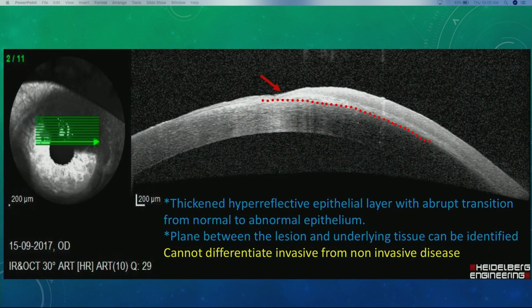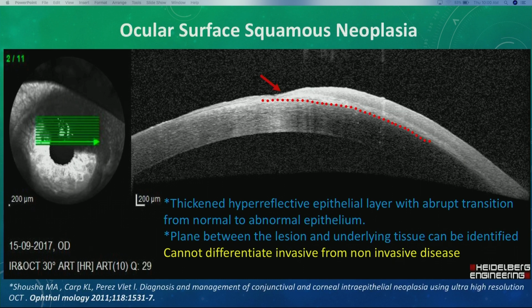So there's a thickened and hyperreflective epithelial layer with an abrupt transition, shown by the red arrow, from the normal to the abnormal epithelium. And the plane between the lesion and the underlying tissue can usually be identified. And this is the classic picture which has been described for an ocular surface squamous neoplasia, which we also know from histopathology is an epithelial tumor.